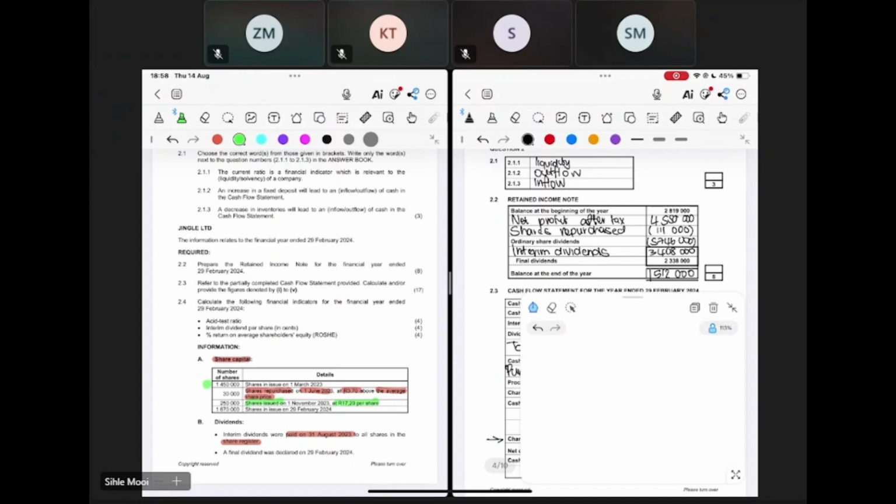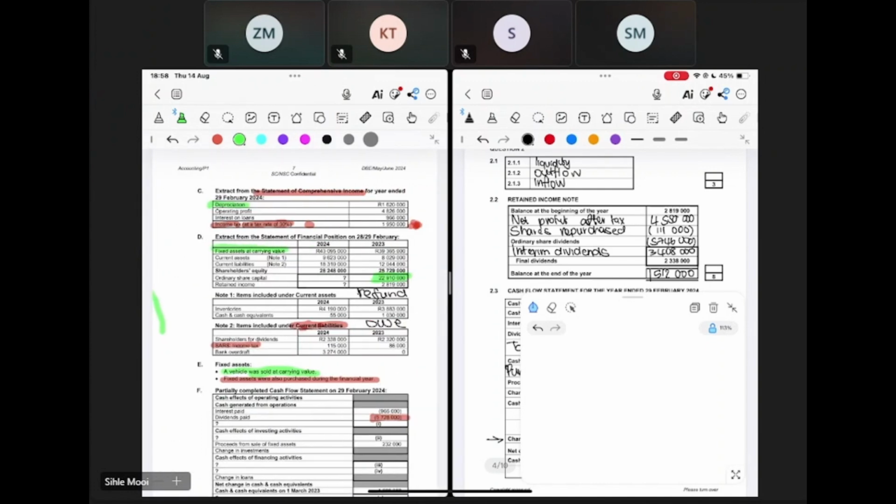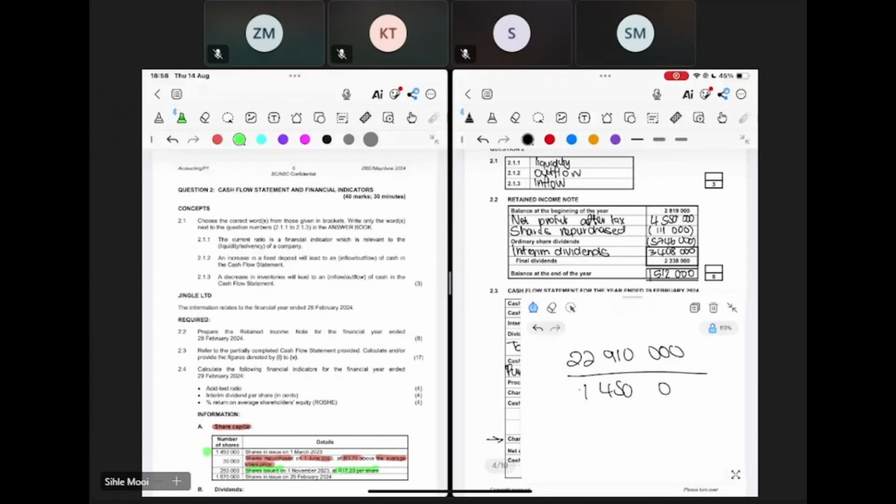So what we'll do there is that we'll take the 1,400,000. So we'll take the value of those shares, which has been given here as 22,910,000, and we divide by the number of shares that were in issue, which is 1,450,000. That's how you get your average share price, by taking the total value of shares in issue divided by the number of shares in issue. So that would be 22,910,000 divided by 1,450,000, and that will be 15 Rand 80 cents.